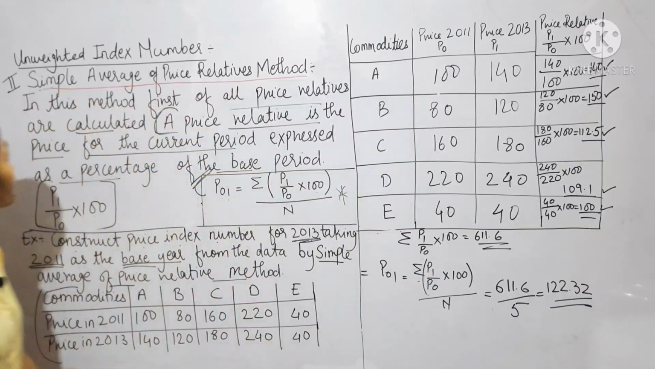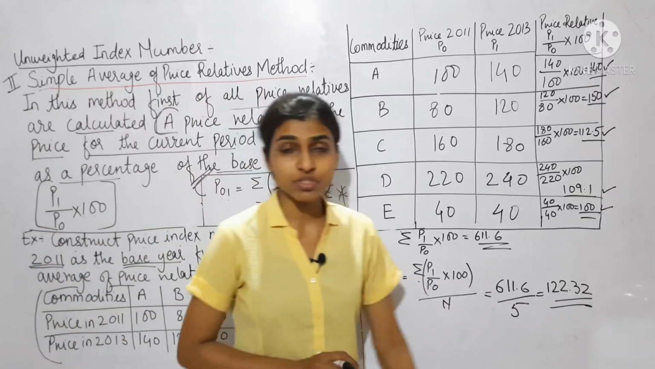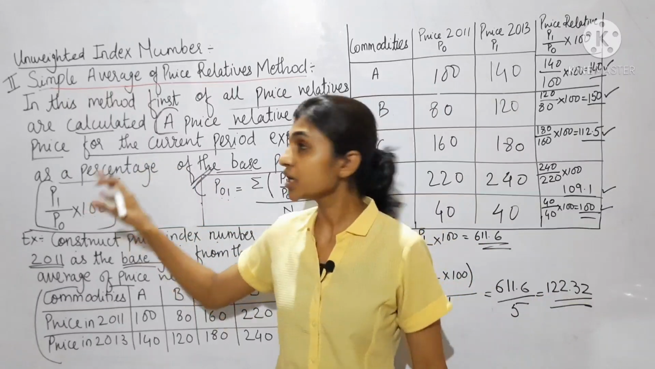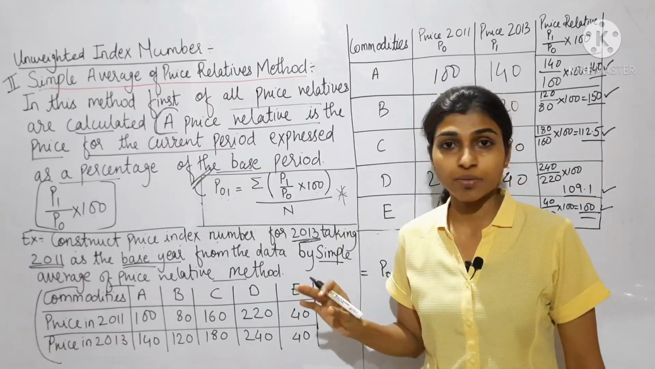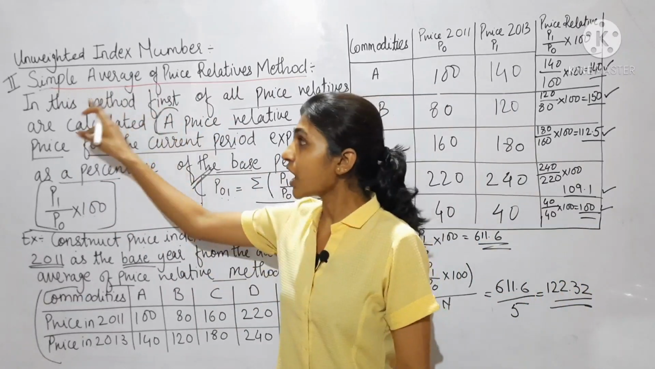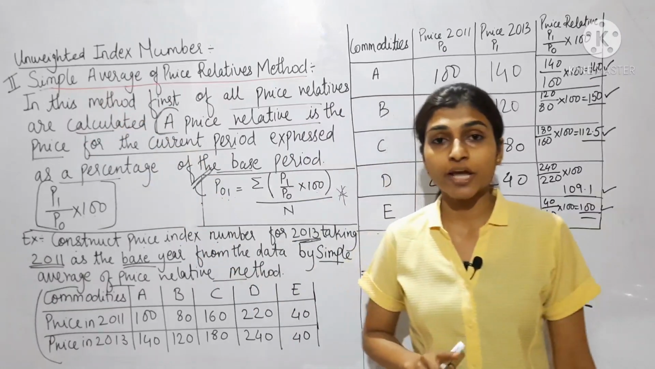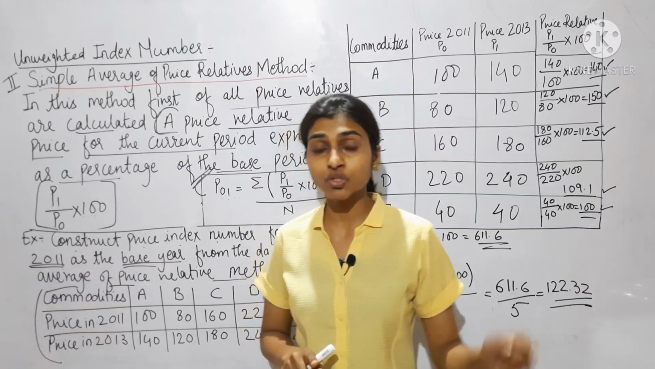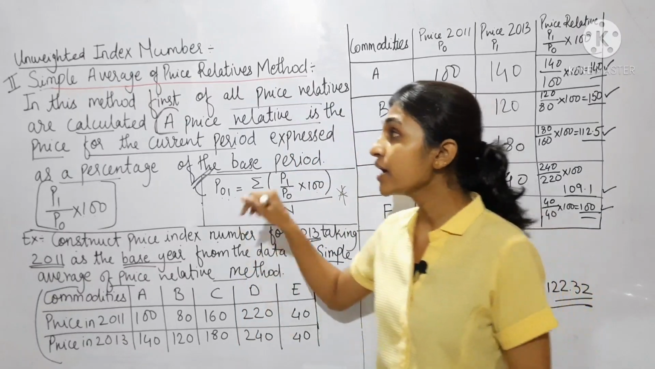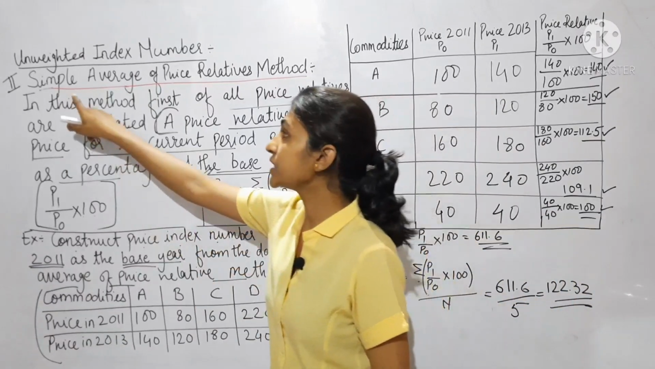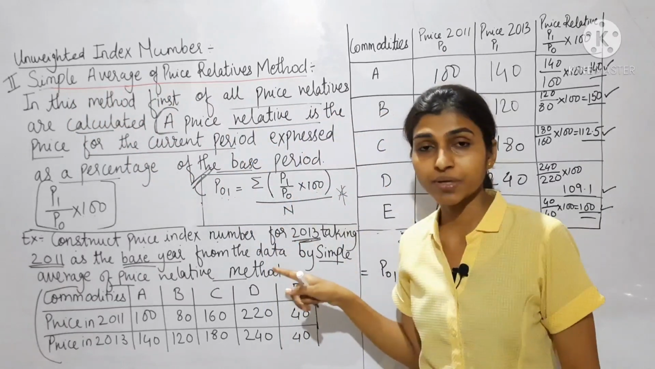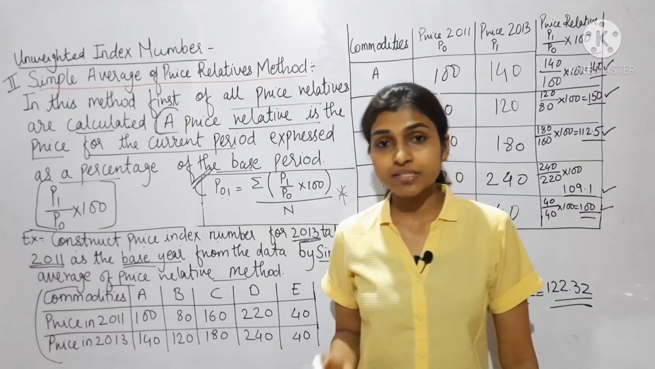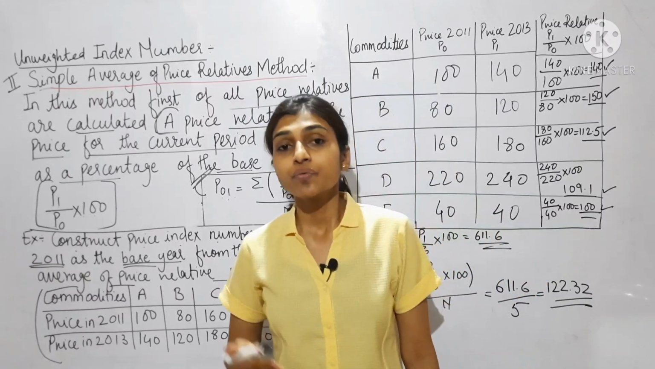Okay, so here in this lecture we have completed the methods or the types under unweighted index number. Under unweighted index number, there are two types: simple aggregate method, which I have already explained you in my last lecture. You will find the link in the description box. In today's lecture we have completed simple average of price relative method. In next lecture we are going to see the weighted index number. Two types are there, we are going to see.